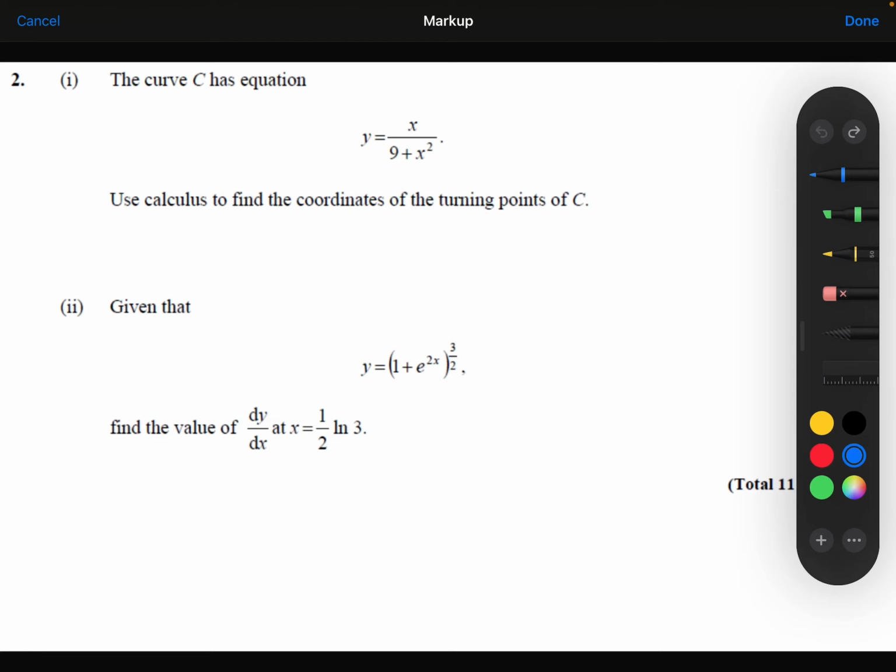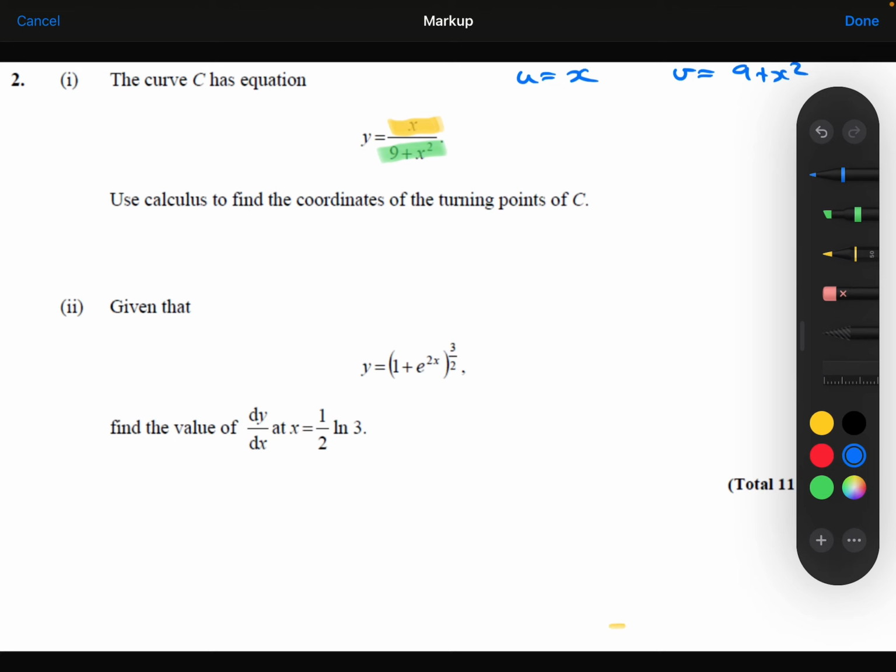0. Now to differentiate this, I can see that we've got a fraction, we've got a quotient, we've got x on the top, and we've got 9 plus x squared on the bottom. So I need to use the quotient rule for this. So I'll let my u equals x, and I'll let my v equals 9 plus x squared.